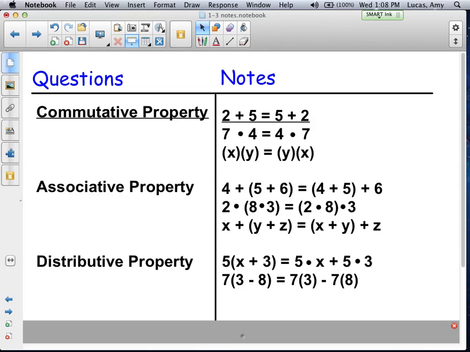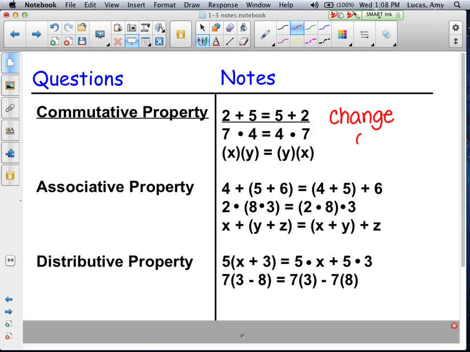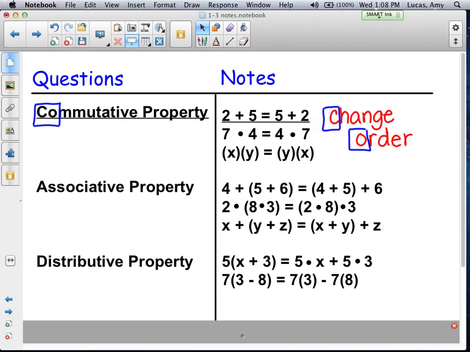So the commutative property says that you can change the order when you're adding or multiplying and still get the same result. I like to think of the commutative property with the first two letters being CO, and that the CO would represent change order. Another way to think about it is commutative is kind of like communicating, and if you communicate with someone, it means that you talk to them and they talk to you. So you might think about that. Communication goes both ways.